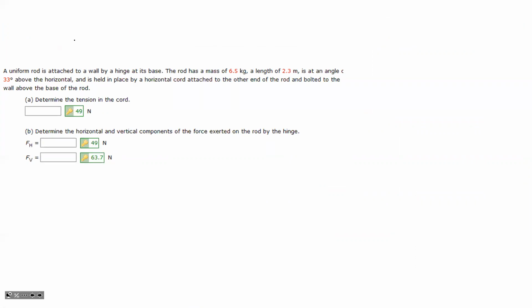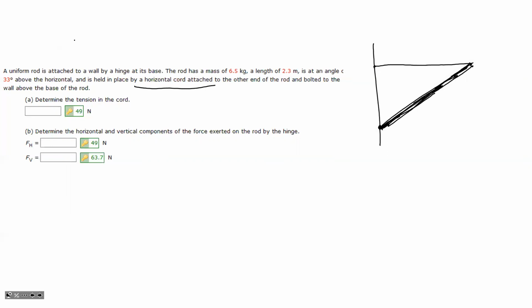First of all, there is no picture here, so we have to draw the picture, and that is related to how we read it. Uniform by a hinge. So there's a wall, there's a hinge, there's a rod. Horizontal cord, string, rope. So the string has to be horizontal. So now the rod has to be attached to it like this. That's the only way to do it.